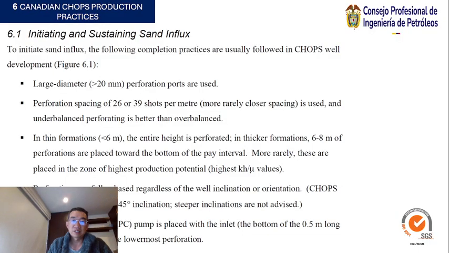Perforations are fully fixed, regardless of the well inclination or orientation. CHOPS wells range from 0 to 45 degrees inclination. Steeper inclinations are not advised. The progressing cavity (PC) pump is placed with its inlet at the bottom of a 0.5-meter long tail pipe, 1 to 2 meters below the lowermost perforation.